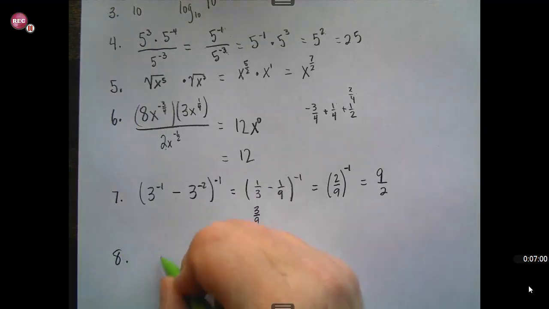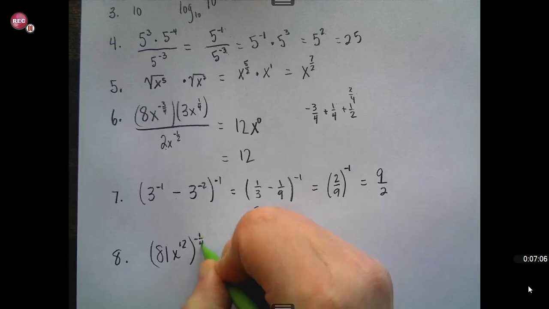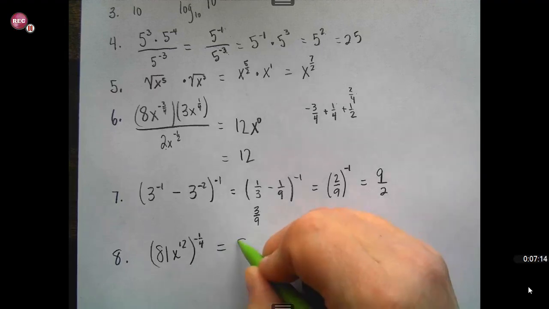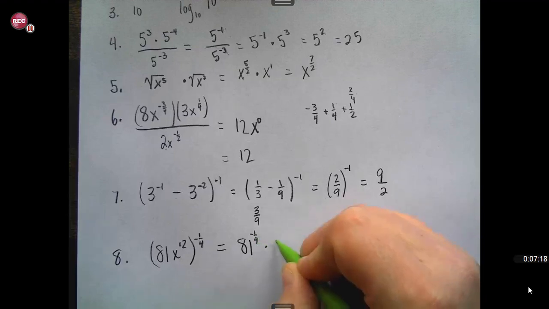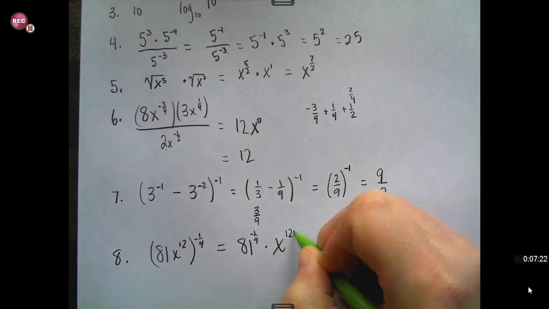Number 8, we have 81 x to the 12th to the -1/4. Okay. So this one, they are both being raised to the -1/4 power. So I can take 81 to the -1/4 times x to the 12th times -1/4.